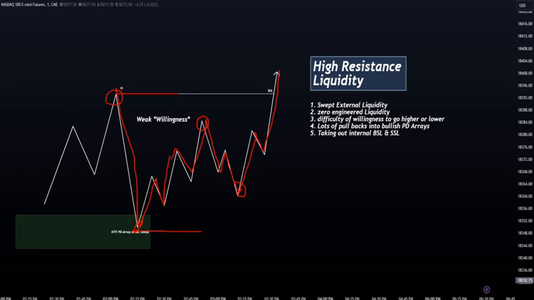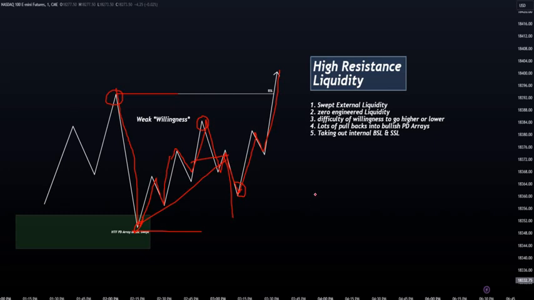Or are you going to take the route with no gas station, straight from point A to point B, where you don't even have enough gas? The market is going to go in this direction. So you need to understand high resistance liquidity is going to dance a little bit.